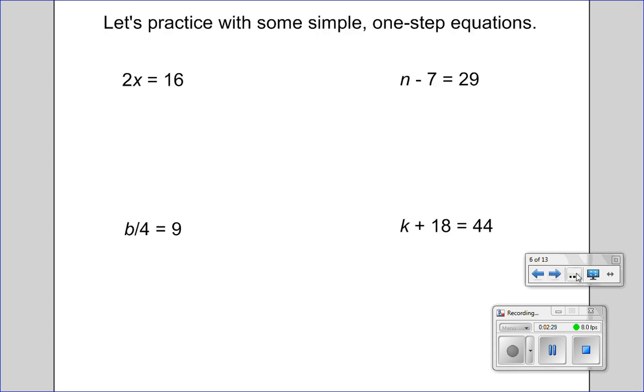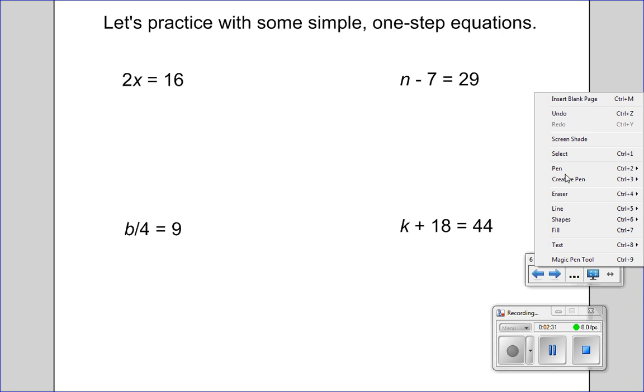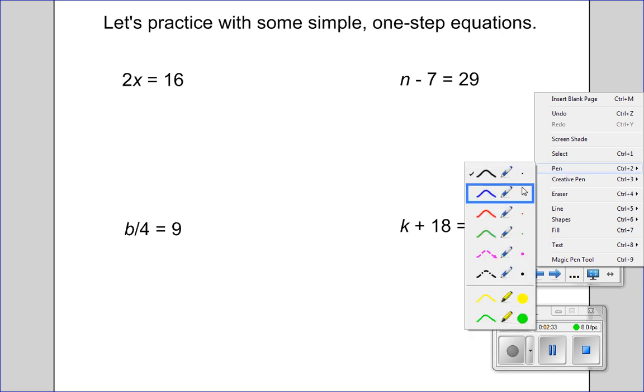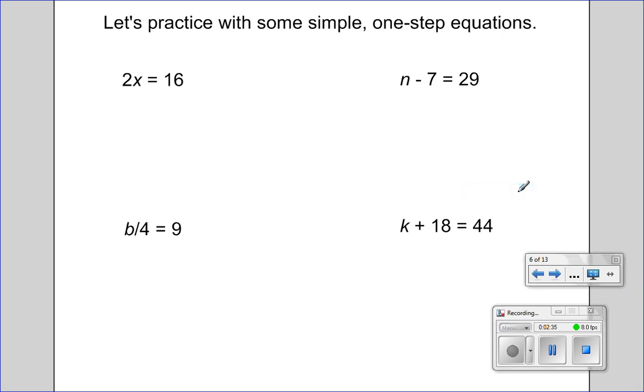So now let me set up my pen, and I'm going to demonstrate a couple for you, and then you are going to try the others at home. Okay, let's take a look. Let's look at the second one here.